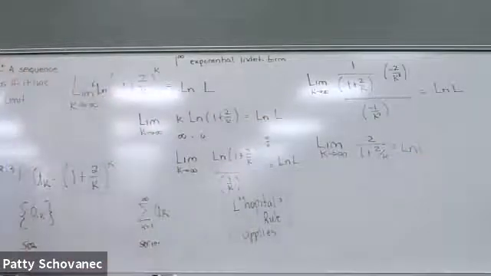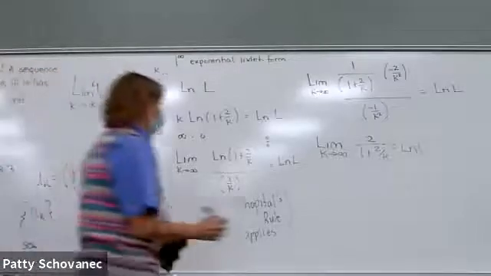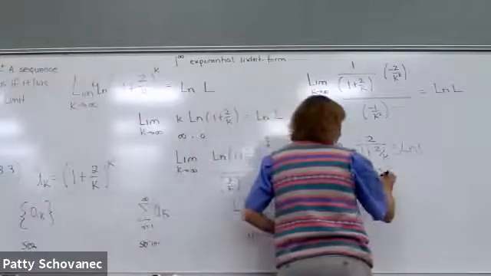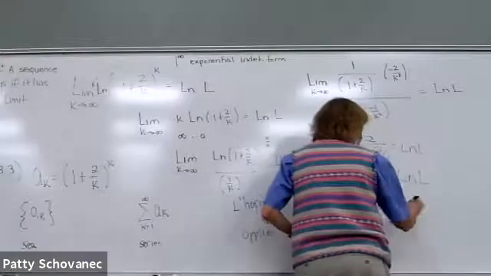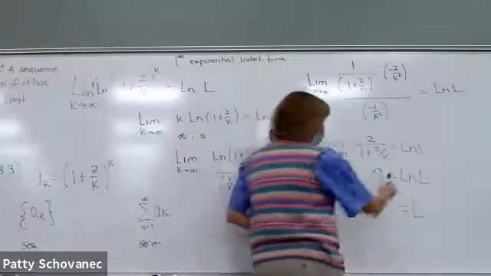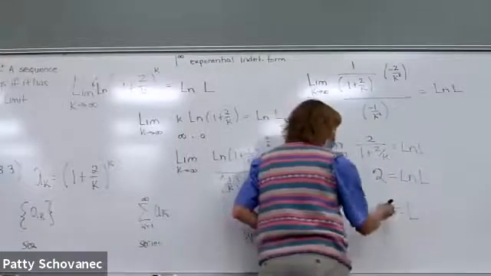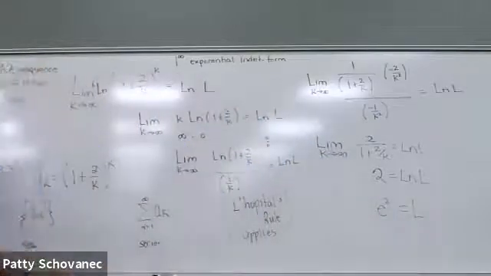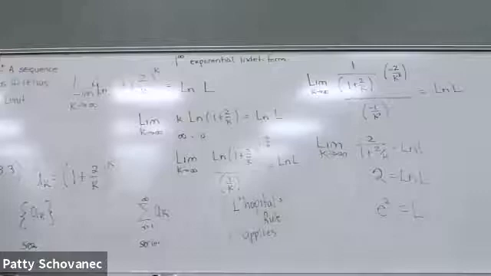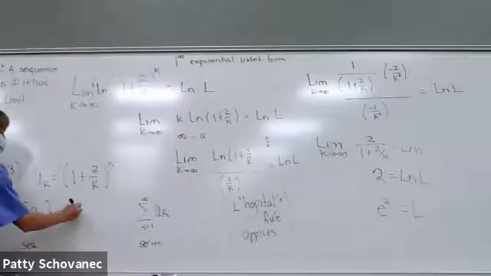Now it's your turn. What's the limit of 2 over 1 plus 2 over k? 2. So 2 is equal to the natural log of L. But we want L. So I'm peeling off a logarithm with an exponential function. So we just found that the sequence has a limit of e squared. Our sequence goes to e squared.